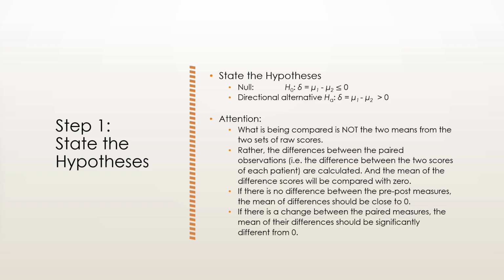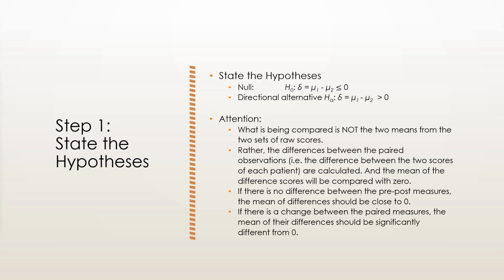Thus, the null hypothesis is delta equals mu1 minus mu2 is smaller or equal to 0. And the alternative hypothesis is delta equals mu1 minus mu2 greater than 0, meaning the post-treatment measure is lower.